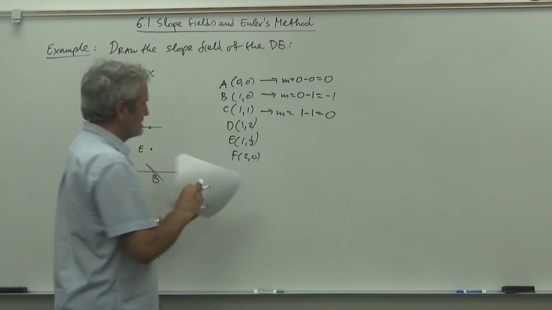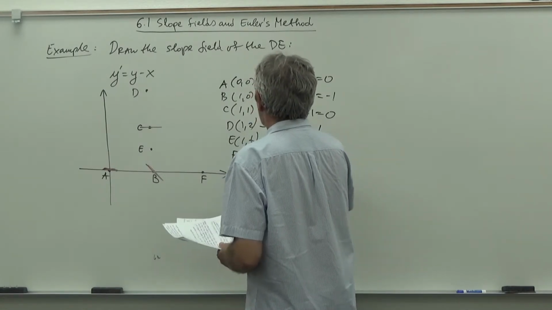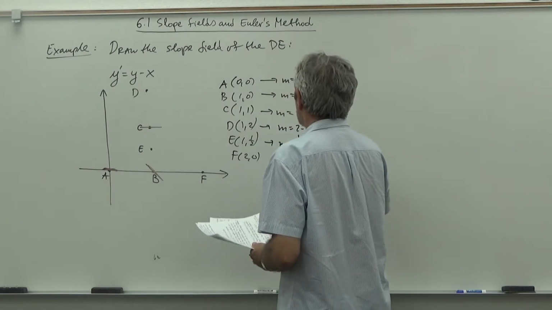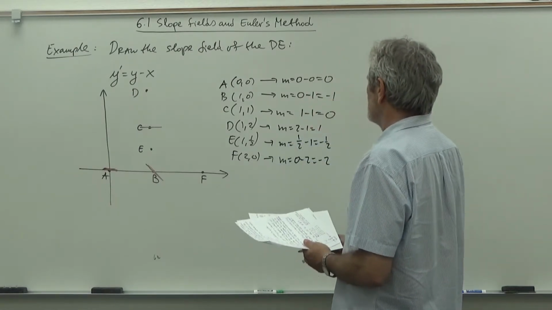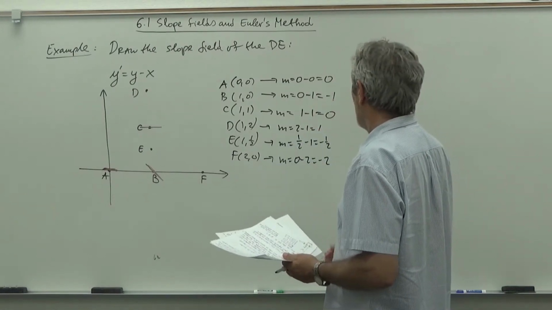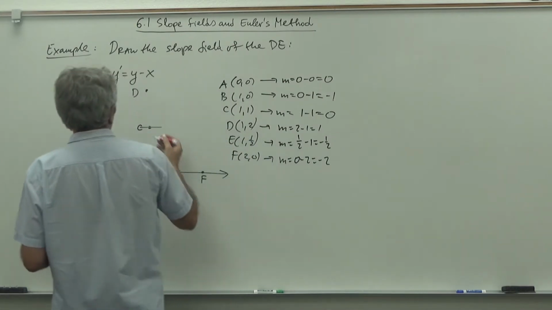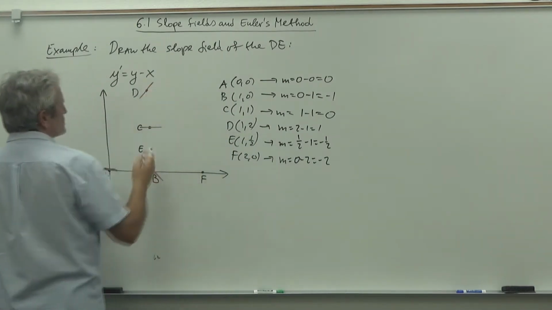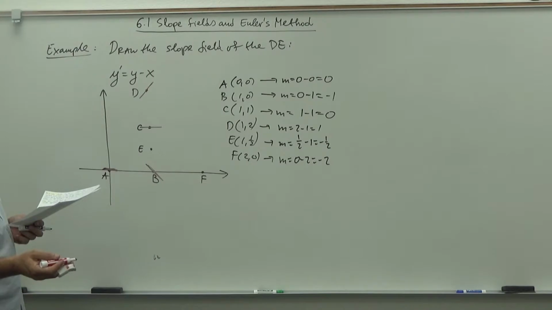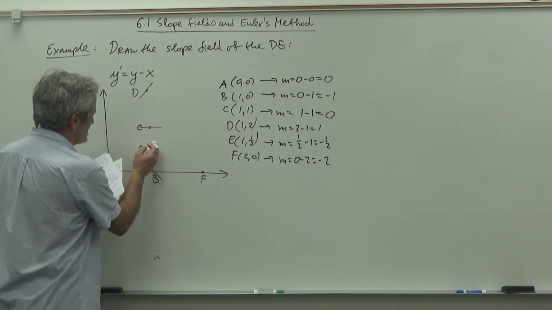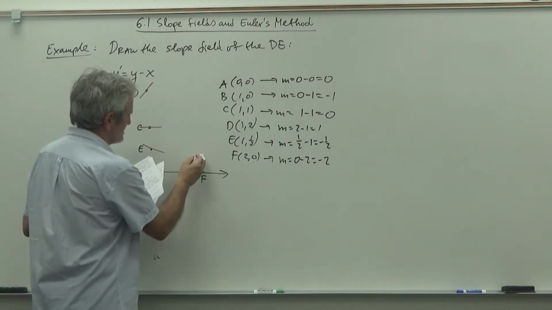And then let me calculate the other few. At D, m is 2 minus 1, which is 1. At E, m is 1/2 minus 1, which is negative 1/2. Here at F, m is 0 minus 2, which is negative 2. So at D, the function is increasing, so it looks like this. Don't make it too long. And then at E, what happens? It's negative 1/2, so it's decreasing, but a little more flat. So it's flattening out and then increasing. And then at F, it is negative 2, so it's steeper.